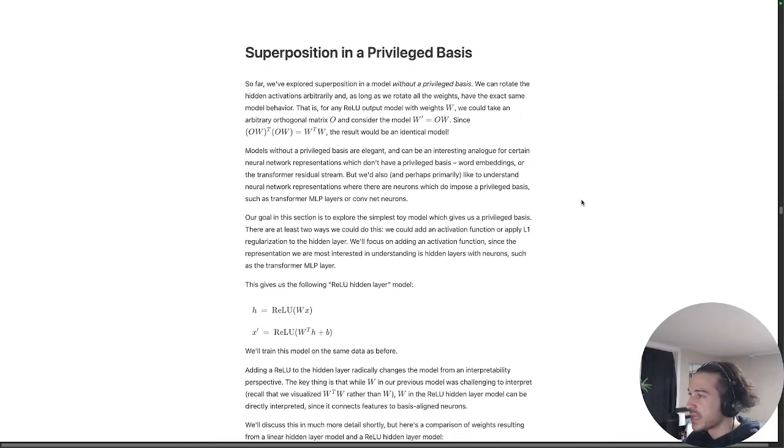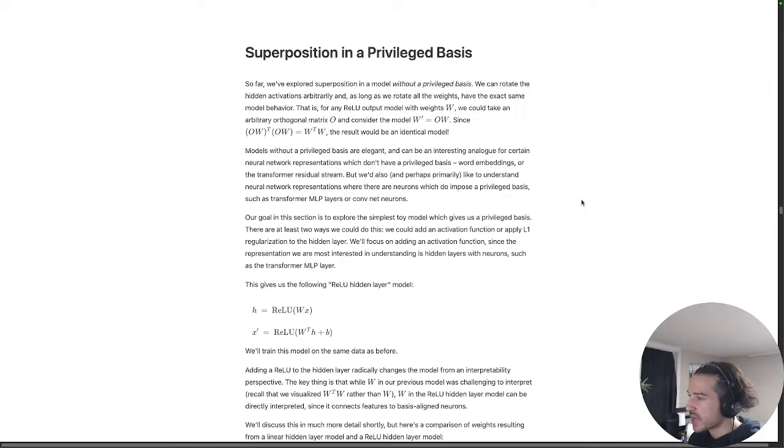Superposition in a privileged basis. So far, we've explored superposition in a model without a privileged basis. We can rotate the hidden activations arbitrarily, and as long as we rotate all the weights, we have the exact same model behavior. That is, for any ReLU output model with weights W, we could take an arbitrary orthogonal matrix O and consider the model W' = OW, since (OW)^T(OW) = W^T W. The result would be an identical model.